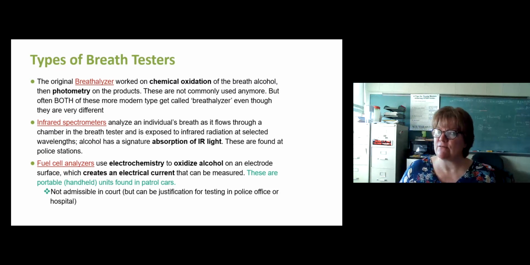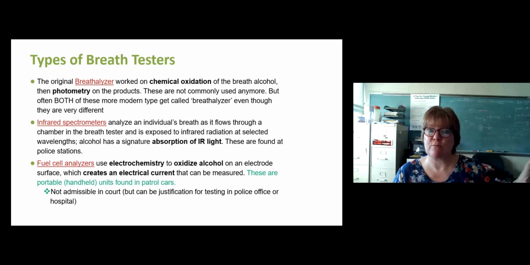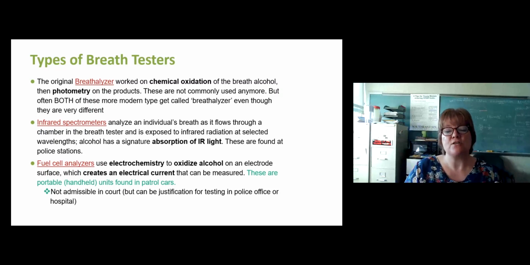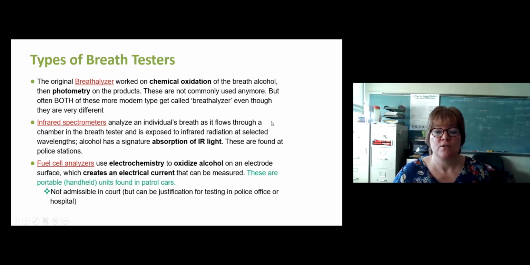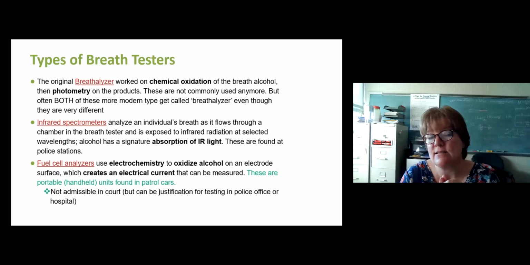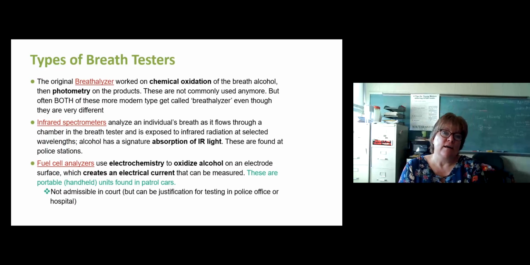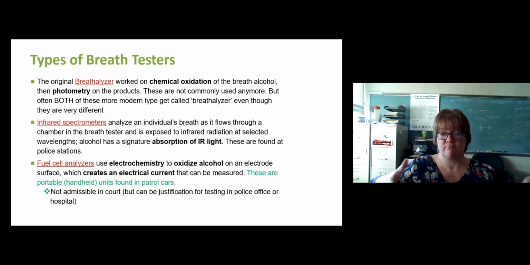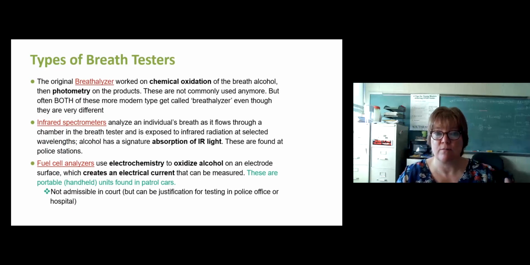We've talked a little bit about infrared spectrometry in the drug unit. We talked about how it has this fingerprint, and we can use it to identify. It turns out we can also use it to measure. There's literally a little spectrometer where it shines infrared light through and measures how much is absorbed. Remember, we know exactly what wavelengths alcohol is going to absorb, and so it can measure that, and that can tell us how much is in the blood. Those are pretty big physical units. They're not going to be in a squad car. They're going to be at a police station or at a hospital.